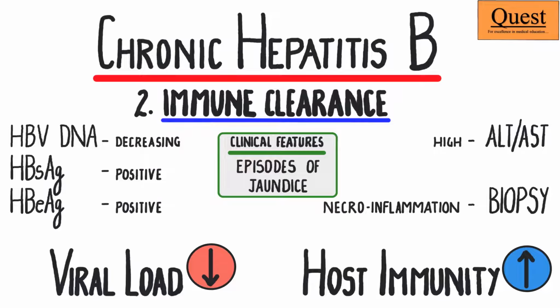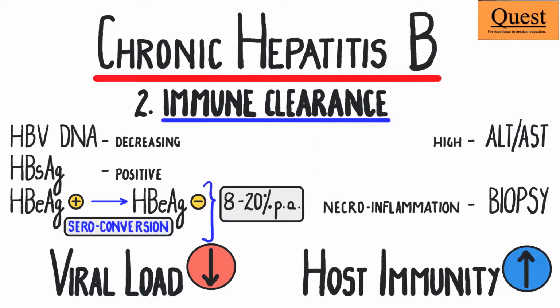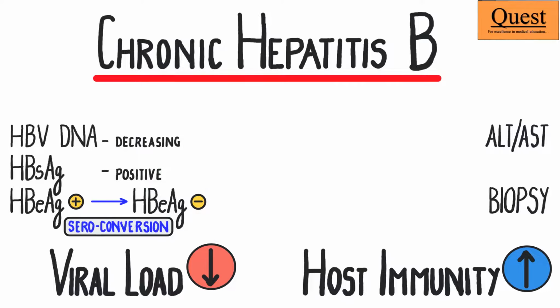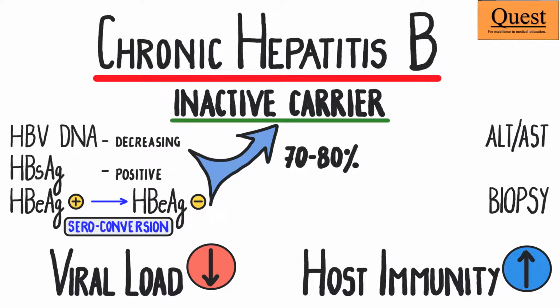Over the next few years, because of these episodes of inflammation, patients would have clinical features of hepatitis which would fluctuate. An important part of this stage is there is going to be a control of replication of the virus. So there's going to be a seroconversion of the patient from being HBe antigen positive to being HBe antigen negative. This is going to happen at a rate of 8 to 20% per year. Now remember, the HBV virus has not yet been cleared, but its replication has been stopped. So 70 to 80% of patients now would enter into the third inactive carrier stage.